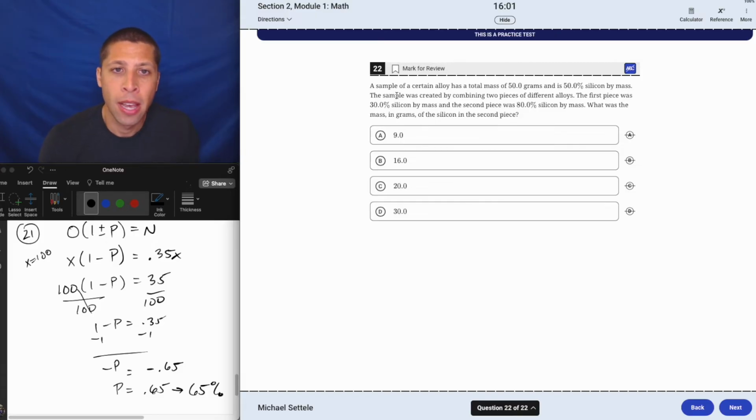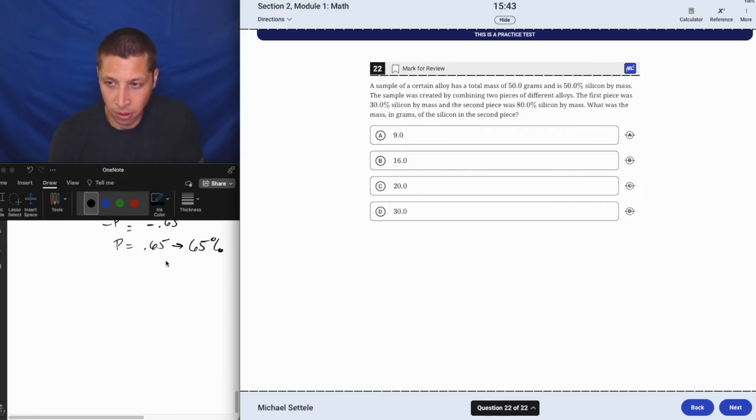More percentages. A sample of a certain alloy has a total mass of 50 grams and is 50% silicon by mass. The sample was created by combining two pieces of different alloys. The first piece was 30% silicon by mass, and the second piece was 80% silicon by mass. What was the mass in grams of the silicon in the second piece?